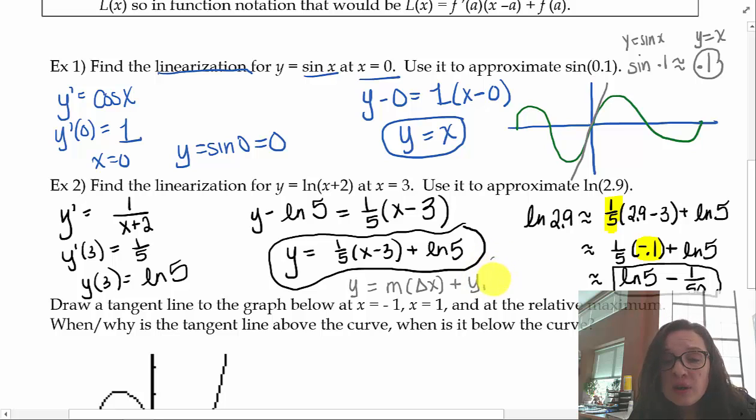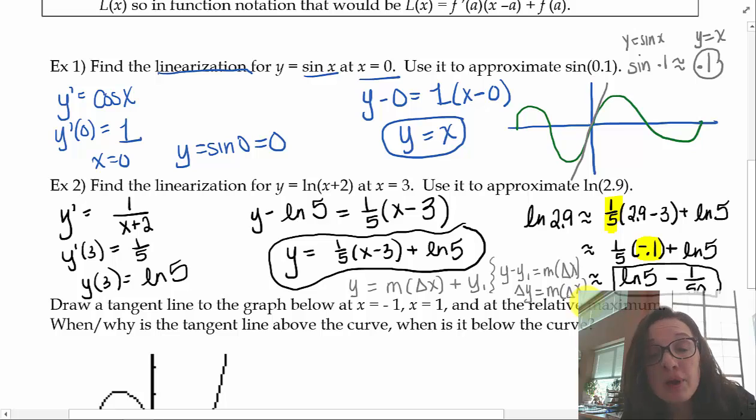Even another way to write this would be y minus y1 equals m times delta x. In other words, delta y equals m times delta x. In other words, my change in y is my slope times my change in x. Because if I go up 2 units, then I need 2 slopes. If I go up 1/10 of a unit, I only need 1/10 of the slope as my estimated change.